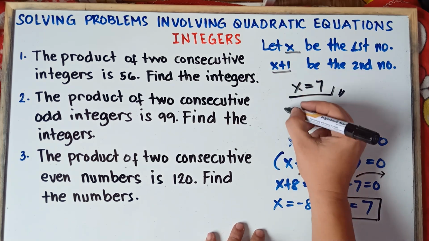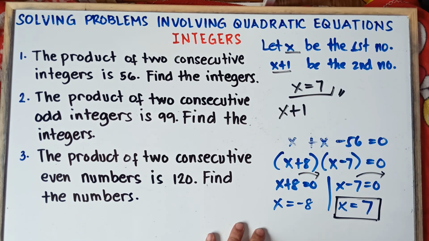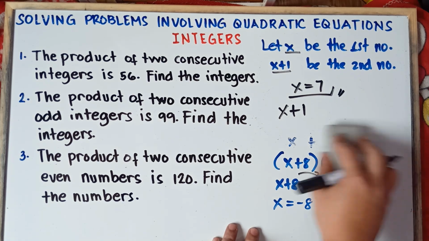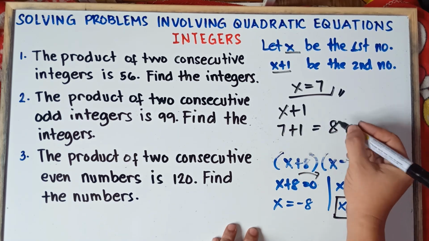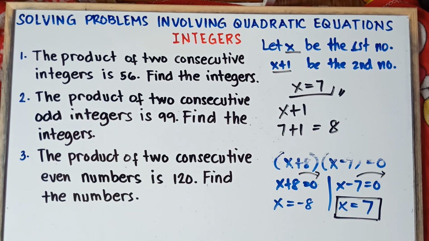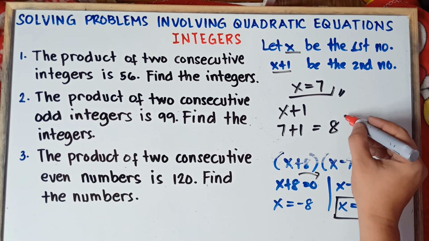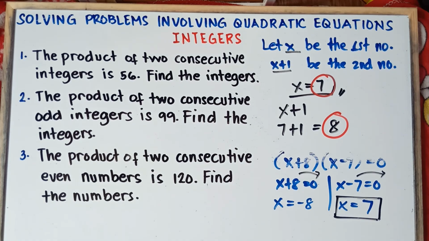So therefore, the second number is x plus 1. Simply substitute the value of x. Once again, our x is 7, so 7 plus 1 is equal to 8. Therefore, our second integer is 8. That's it, class. All set for example number 1. I hope it's clear for you guys.